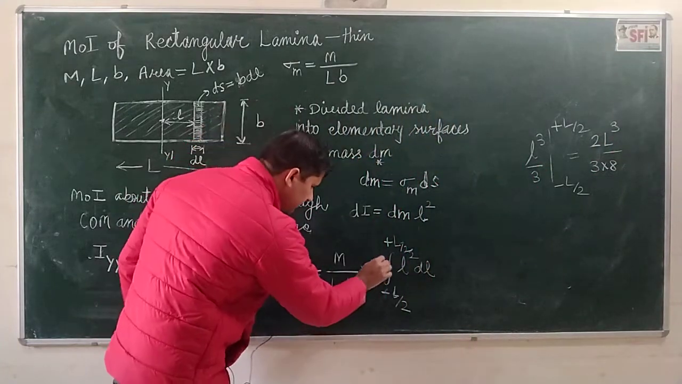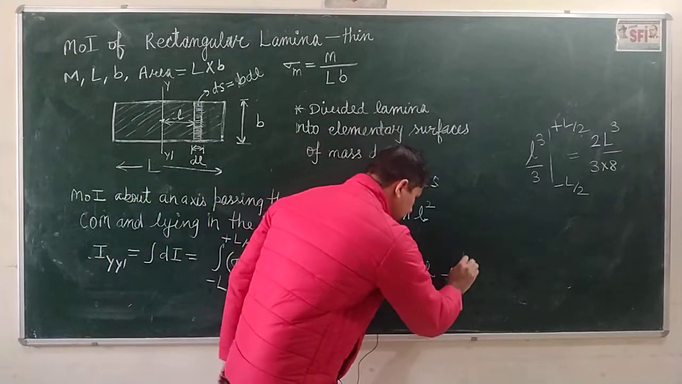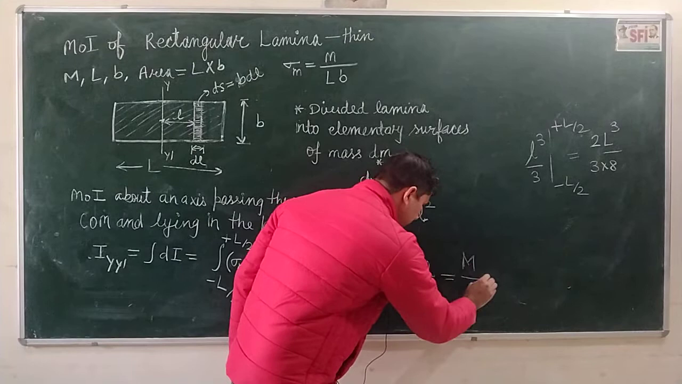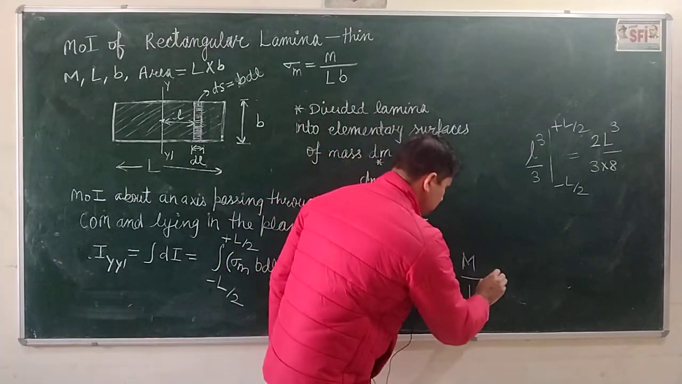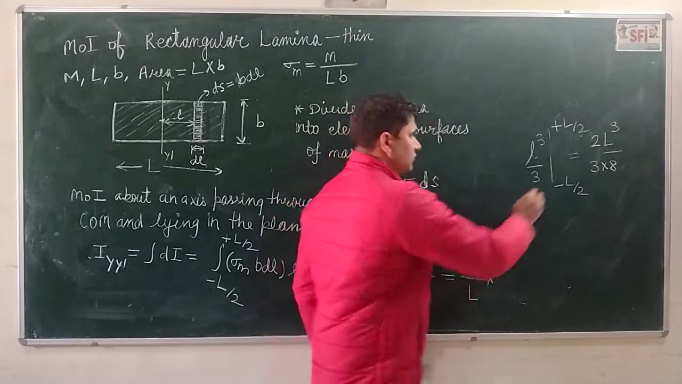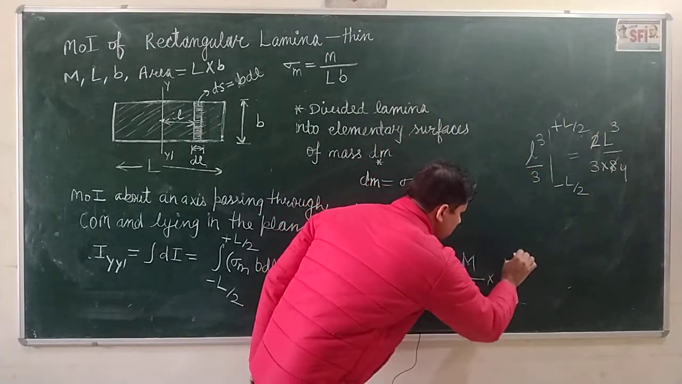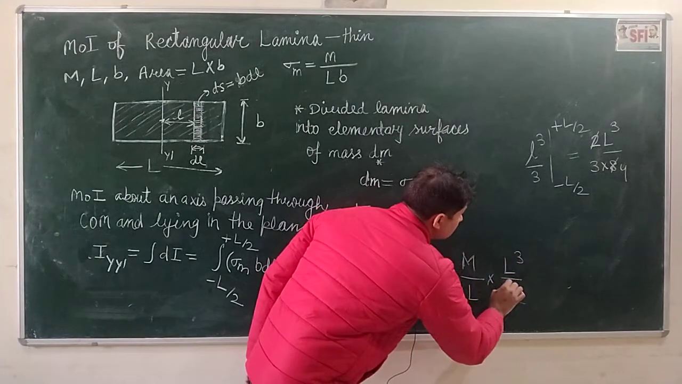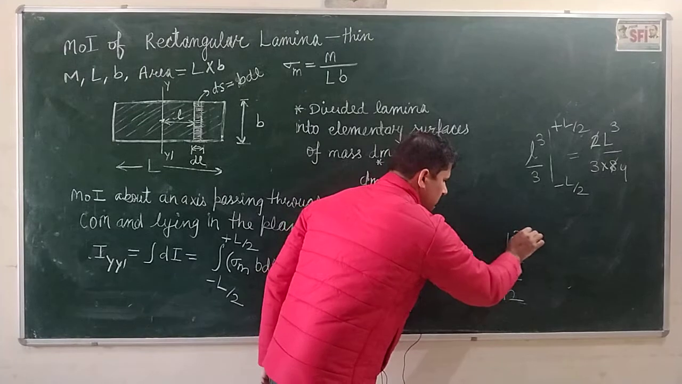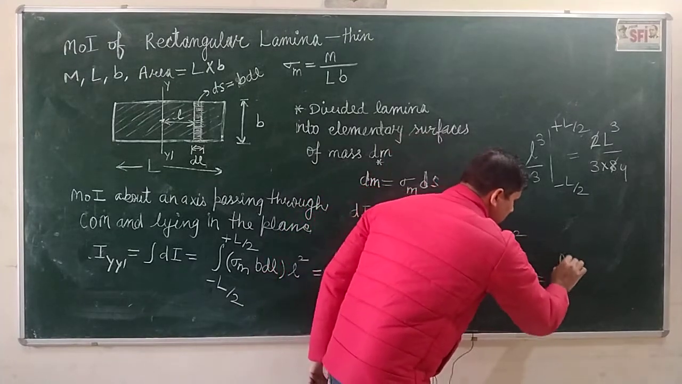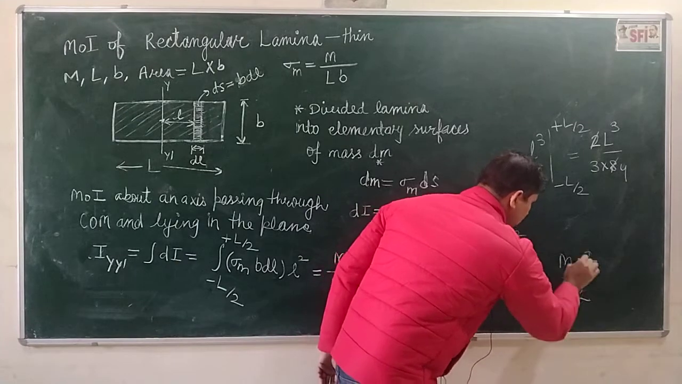Here you see b will cancel, and finally you will get mass of the lamina divided by L, and the integration of this is L cube by 12. And from here L will cancel. So finally you will get ML square divided by 12.